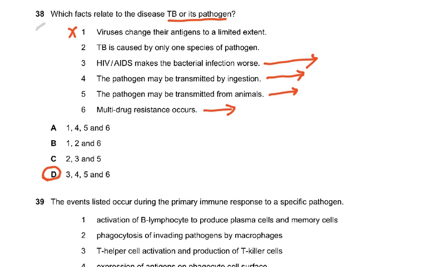Now, 1 and 2 are the wrong ones. Virus, of course, is the wrong one. The first one, so anything with 1 was wrong, so these 2 were wrong. Now we narrow down to 3. Now, why is 2 wrong?